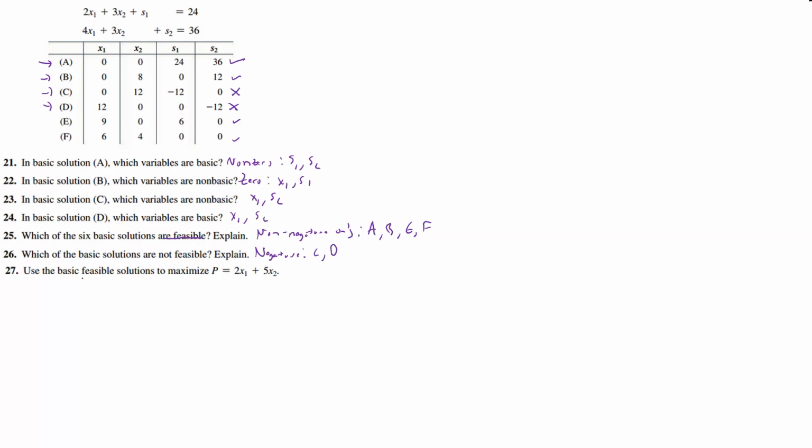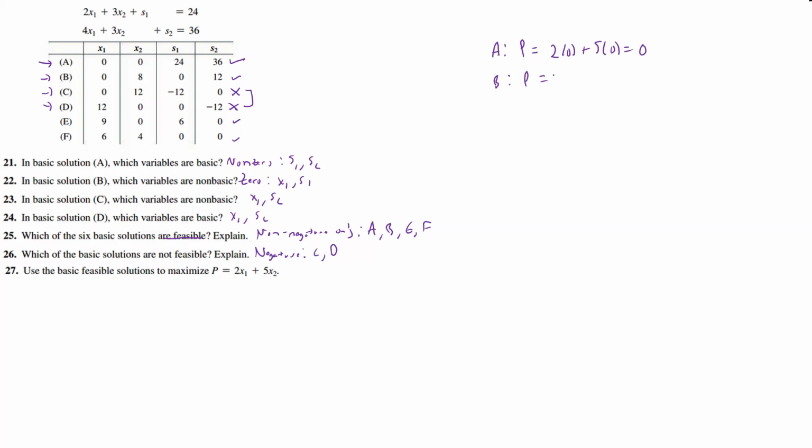And finally, we're supposed to use the basic feasible solutions, so A, B, E, and F. Well, actually, we're going to look at all of them, but we know that C and D are not feasible, so we're not going to actually work on those. But which ones are going to be the feasible solutions to maximize P equals 2x1 plus 5x2? So we'll just start working our way down. For A, P is going to be equal to 2 times x1, which is 0, plus 5 times x2, which is 0, which gives us 0. Well, that's pretty small, so I don't think that'll be a maximum.